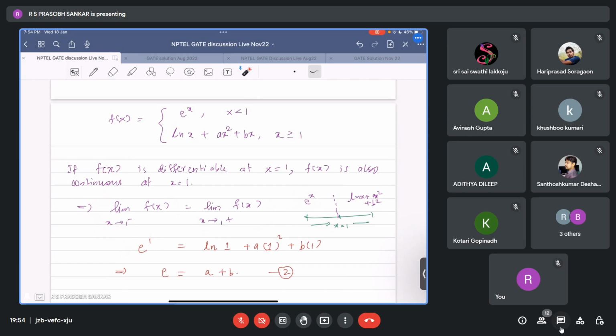Basically, e raised to x at x equal to 1. Similarly, this right limit is a case where I'm coming from the right like this. So here, for the right side, the function is ln x plus a x square plus b x. I think it's not b square, it's b.